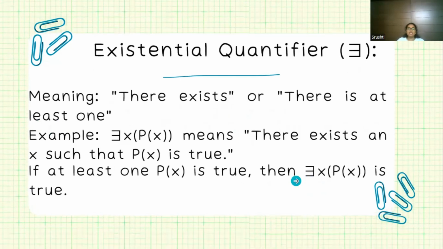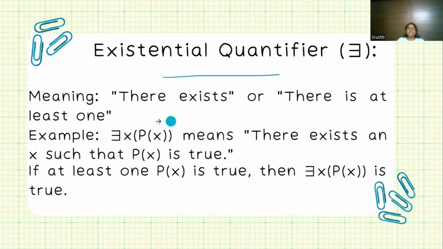Next one is existential quantifier. There exists or there is at least one. There exists x, P of x means there exists an x such that P of x is true. If at least one P of x is true, then there exists x, P of x is true.